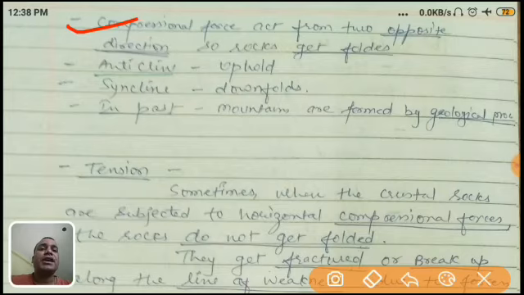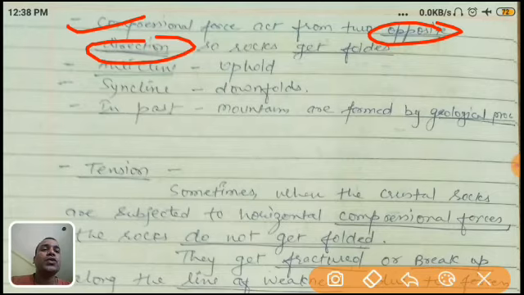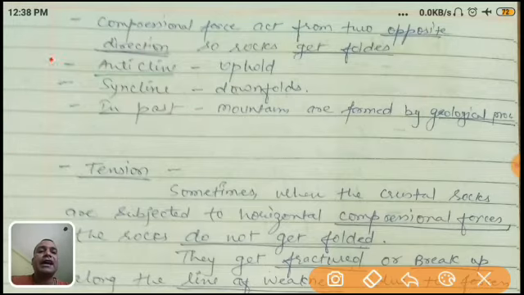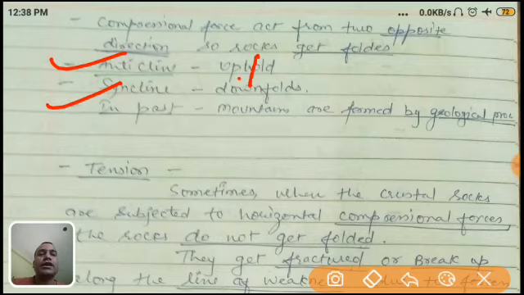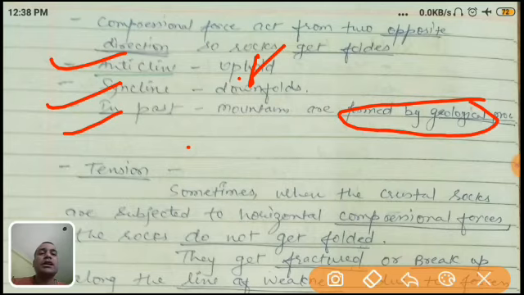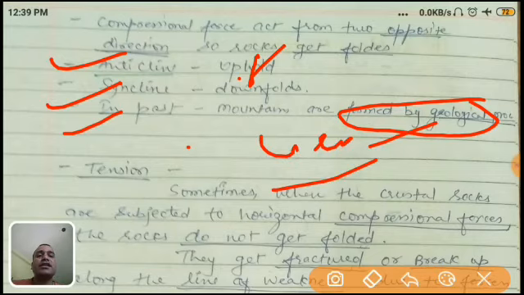I already explained that compressional force acts from two opposite directions, so rocks get folded. The center rock is folded. The anticline is upfolded, and the syncline is downfolded. We also simply say uplifted or downlifted. In the past, mountains were formed by geological processes. These fold mountains are formed by this geological process. I already explained in the first lecture what geological means: geo means earth, so a geological process is an earth process.